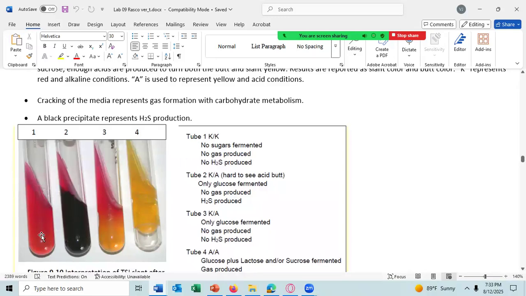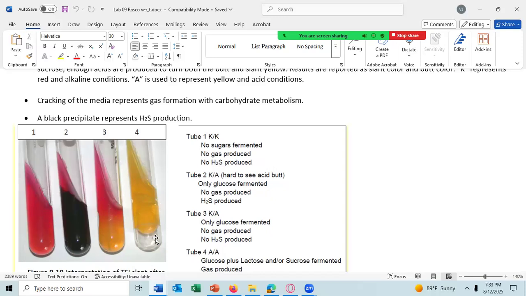No gas is being produced, and no hydrogen sulfide is being produced. No hydrogen sulfide because it's not black, and especially in the lower portion. No gas being produced because the agar is not broken or lifted. So here you can see there are cracks in the agar, and that's from gas being produced. There's a bubble in the agar, and there's a bubble at the bottom of the agar. And this is clearly showing gas being produced.